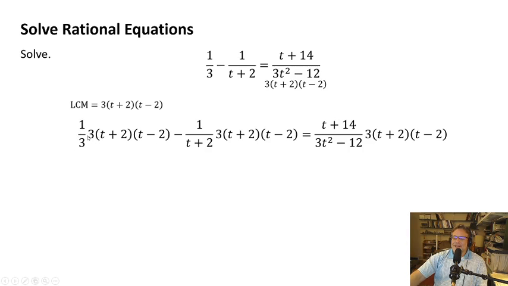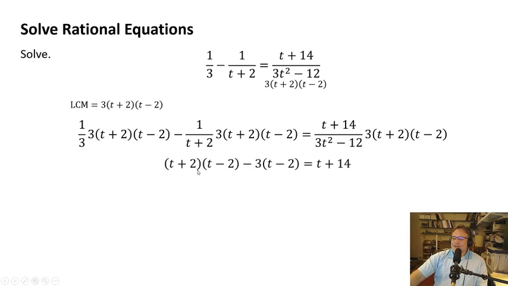1/3 times 3, that's all going to go away. We're just going to have these two terms here. T plus 2 and t plus 2, that's going to go away. We're just going to have these two factors. I should have said factors over here as well. And then lastly, this is going to cancel down here with all of this, leaving behind just t plus 14.